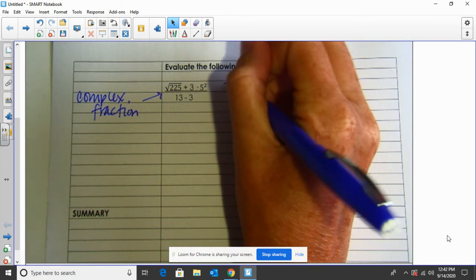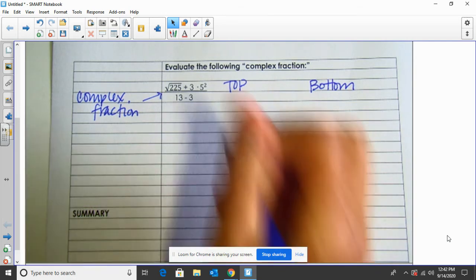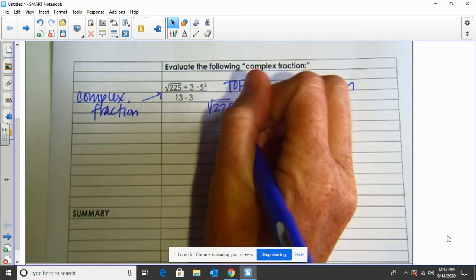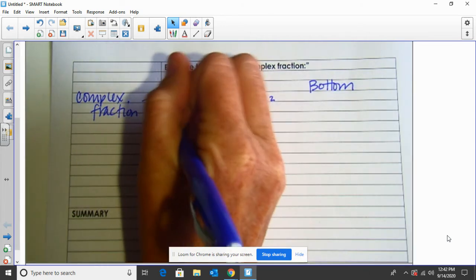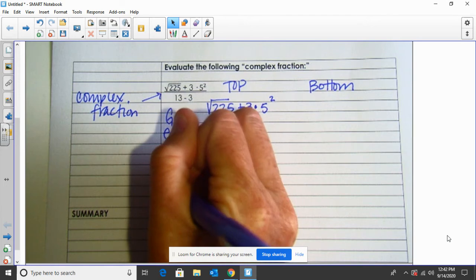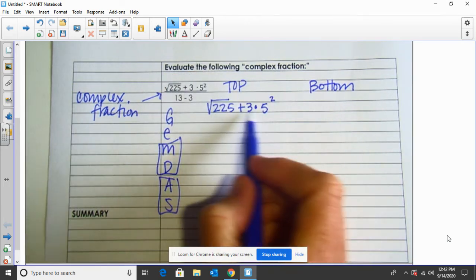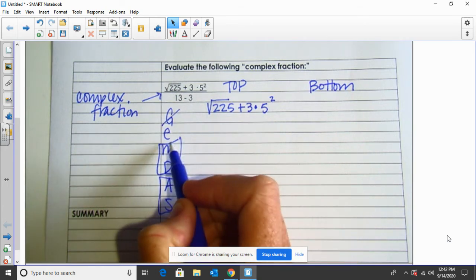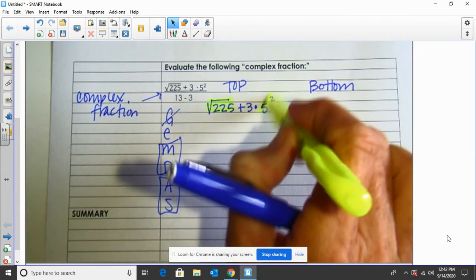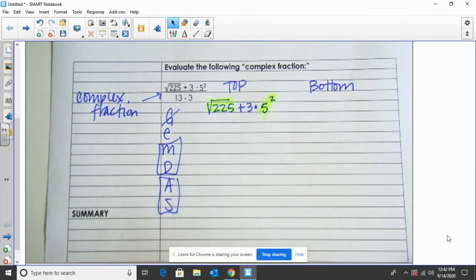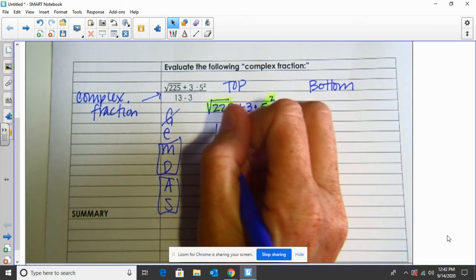So I'm going to do the top and the bottom as two separate problems. The top is square root of 225 plus 3 times 5 squared. Okay, if I write my checklist, my grouping symbols, nope, none here. Exponents, oh yes, I have two sets of exponents. I have my square root and I have 5 squared. So I go left to right. Square root of 225, according to my calculator or my brain, is 15.